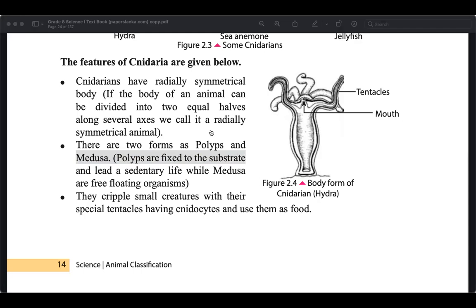But the other shape is the medusa shape. The medusa shape is basically floating. Medusas are, okay, this is not a medusa, I know. You can see jellyfish-like organisms floating in the ocean.